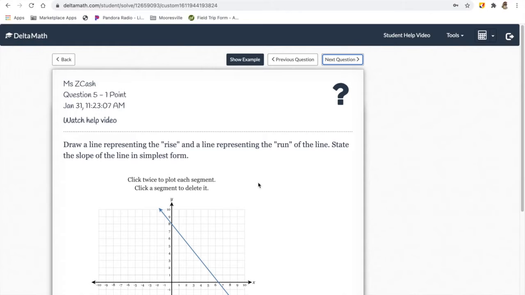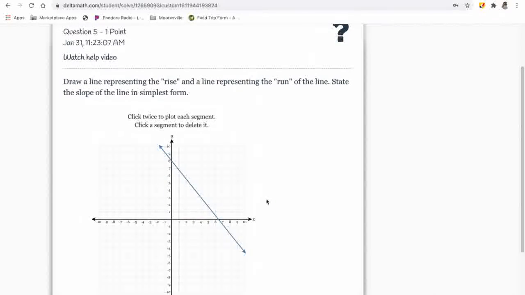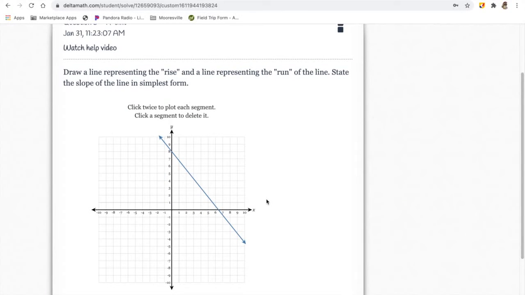The next section of things that you're going to be asked to do is find the slope of a line or the slope of a linear equation. And to find slope, look at the directions here. It says draw a line representing the rise. Remember, rise is up and down. And a line representing the run from the line. State the slope of the line in simplest form.